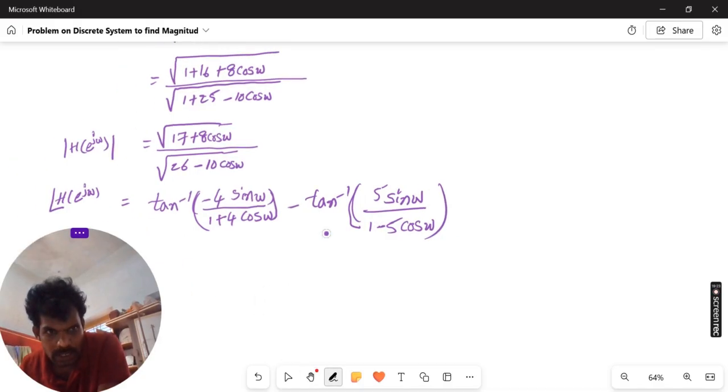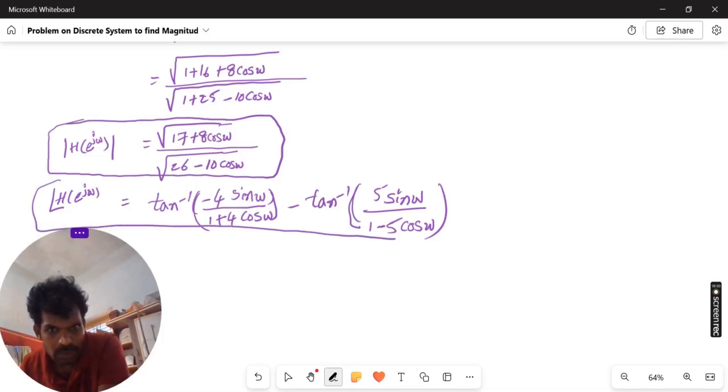So this one is the phase response of the given difference equation. This is the magnitude response and this one is the phase response.